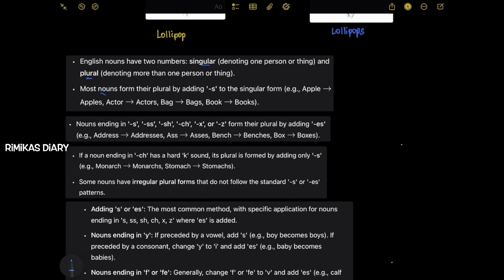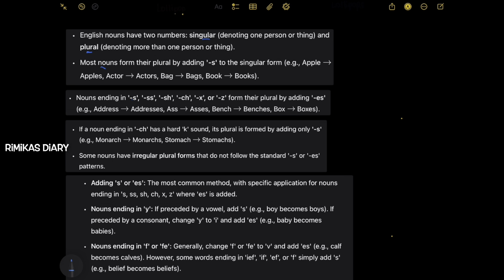Most nouns form their plural by adding s to the singular form. Most of the nouns in English form their plural by adding s to the singular form. For example, apple, apples. Actor, actors. Bag, bags. Book, books.